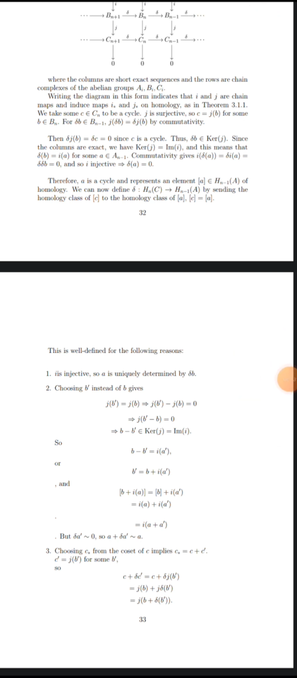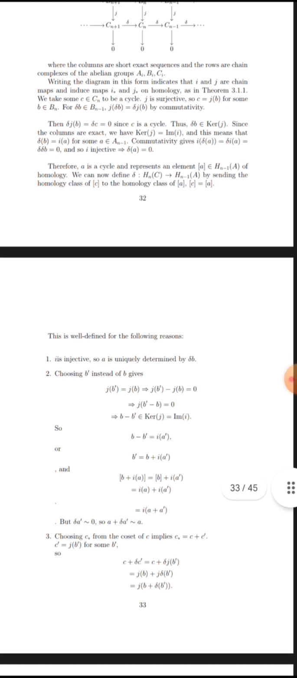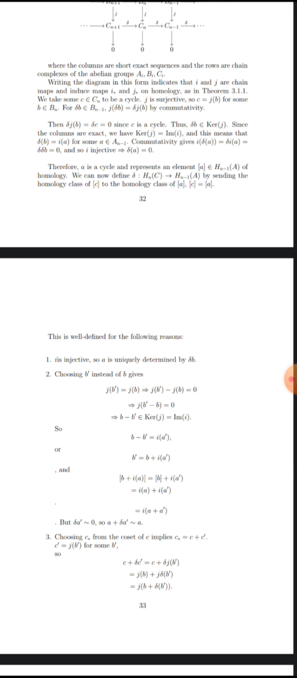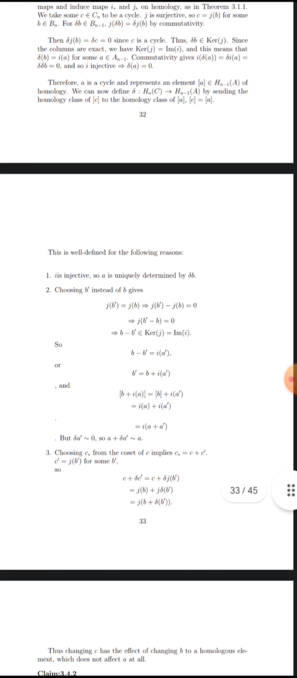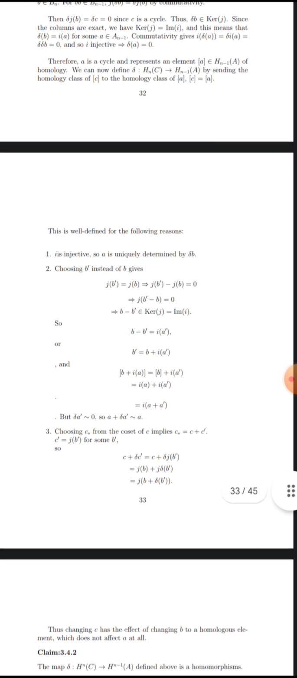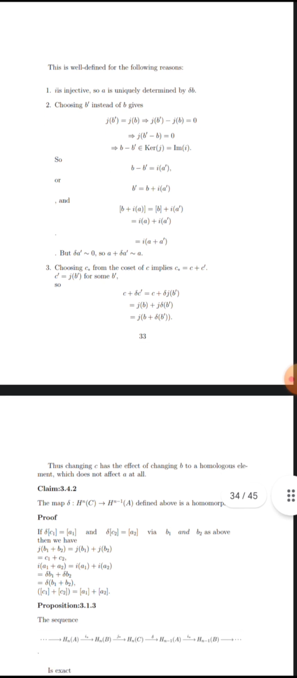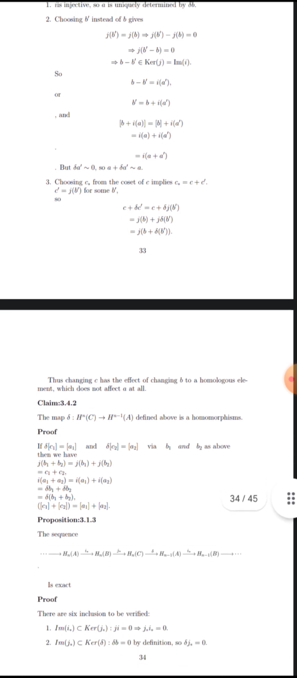Choosing B dash instead of B, then doing some calculation, we get delta A dash equivalent to 0. So A plus delta A dash equivalent to A. Choosing C star from the quotient of C implies C star is equal to C plus C dash. C dash is equal to J of B dash for some B dash. Then we are doing some calculation. Thus changing C has the effect of changing B to a homologous element, which does not affect A at all.